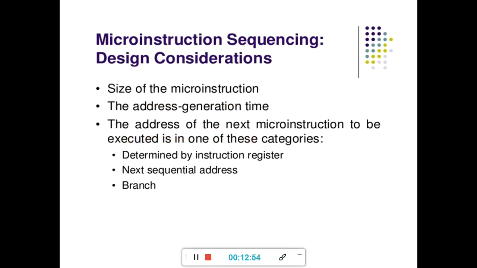Size of the microinstructions: the size should be decreased, so the cost will be very cheap. And address generation time: the instruction register is used once per cycle after the instruction is fetched. Next, the sequential adder performance. In that, common is most designed and designated, and then branches. In branches there are two configurations, one is conditional, another one is unconditional. These are the design considerations to implement microinstruction sequencing.